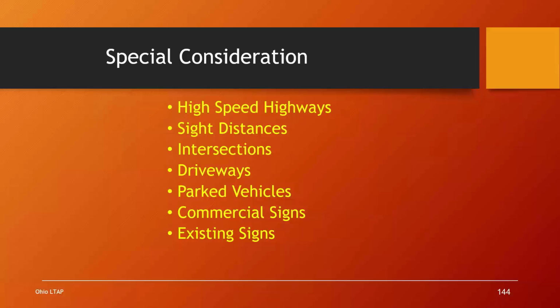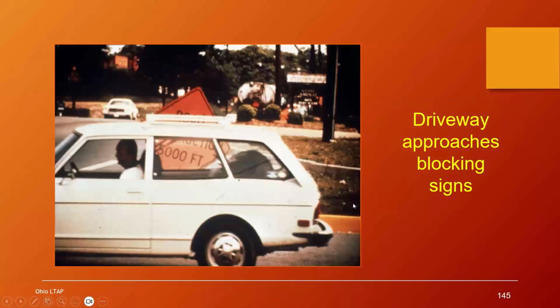So city streets sometimes have parking lanes. A lot of driveways might be on the road, intersections, sight distance restrictions, commercial signs might be placed right where you want to put your work zone sign, things like that. So how do you deal with these situations? Well, I might show you some ways how not to deal with them. How's that?